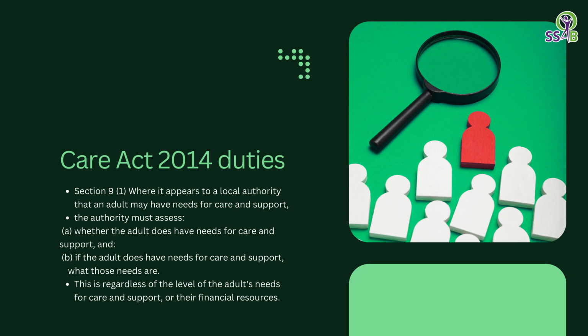Now, I'm sure that you're aware that Section 9 of the Care Act 2014 sets out the circumstances in which a local authority must make an assessment of an adult's needs. And these are that someone appears to have needs for care and support. And if so, then local authorities must assess whether the adult actually does have the need for care and support, and also what those needs might be.